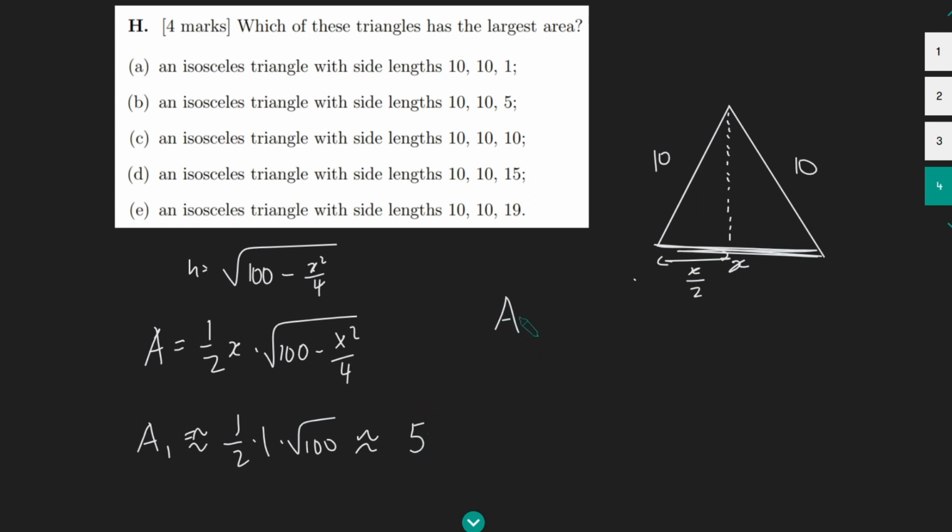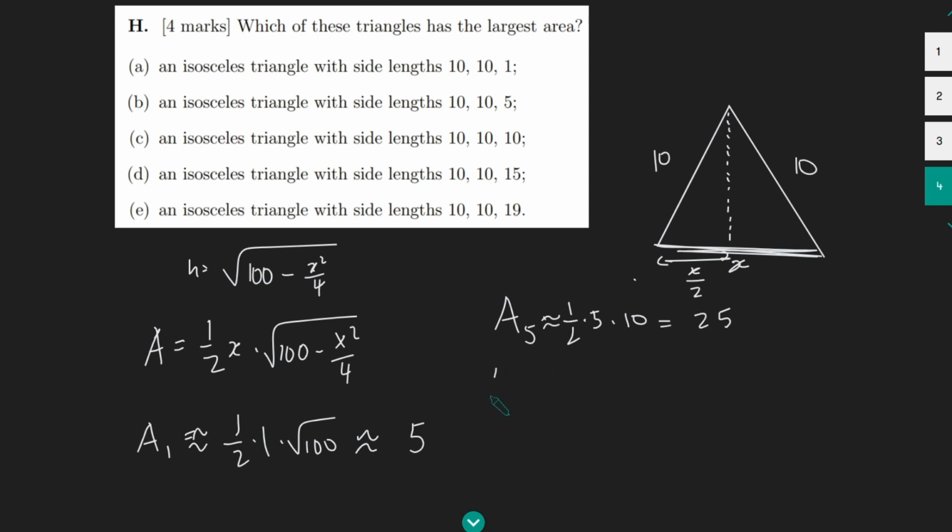What about, not A2, let's go A5 next. So if I plug in x is 5, we get a half times 5 times root of 100 minus 5 squared over 4, so that's going to be 25 over 4. 25 over 4 is about 6, so we've got the square root of 100 minus 6, so again it's roughly 10 here. I'm just going to keep in the back of my mind these are rough approximations, so as long as these are all relatively far apart, I won't have to do too much further investigation. So half 5 times 10 is 25. And this is considerably bigger than 5, so I'm pretty confident that A5 is bigger than A1.